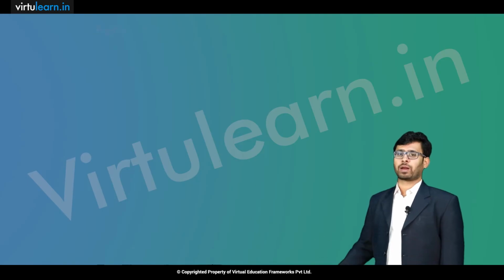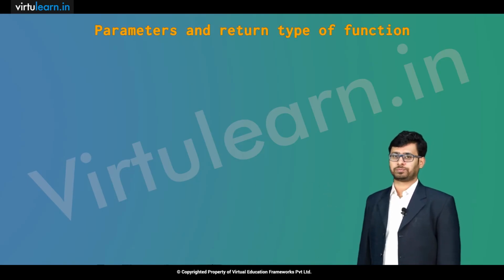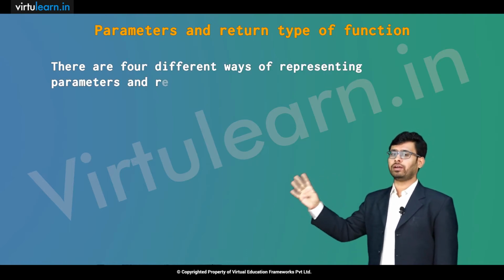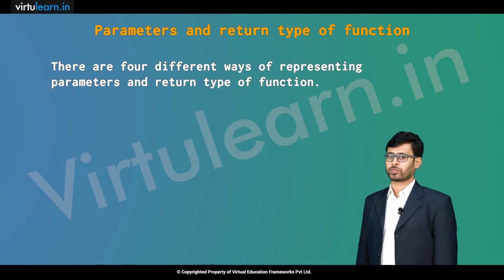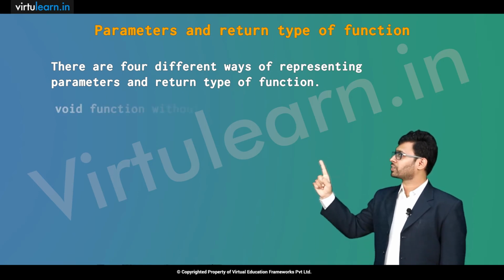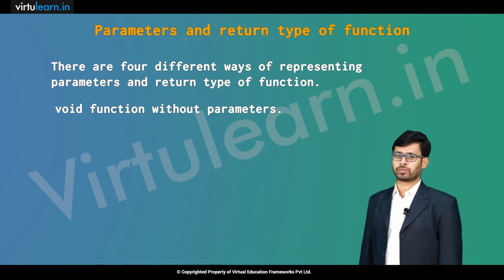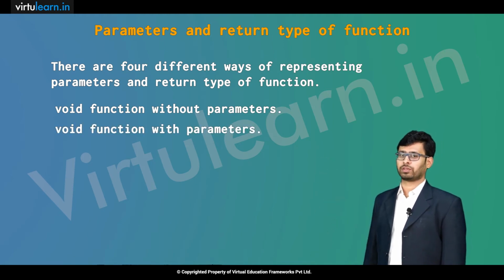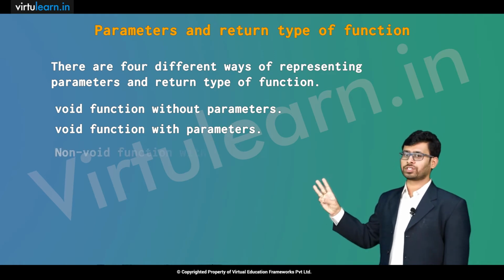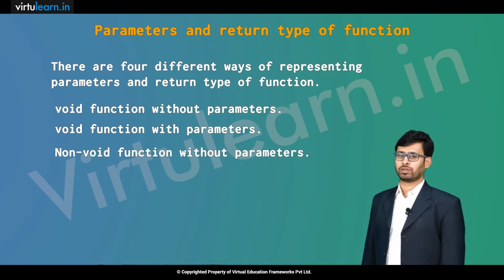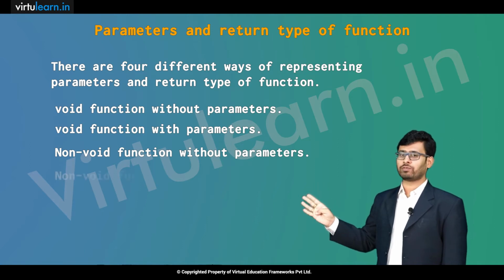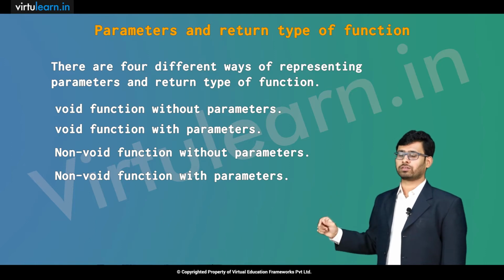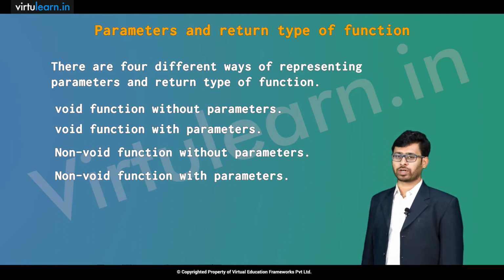Now there are different parameters and return types of functions. There are 4 different ways you can represent the parameters and return type of functions. The first one is void function without parameters. The second one is void function with parameters. Third one is non-void function without parameters. The fourth one is non-void function with parameters. So these are the 4 different ways how you can represent your functions in a program.